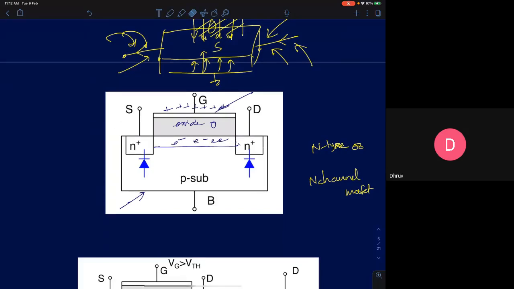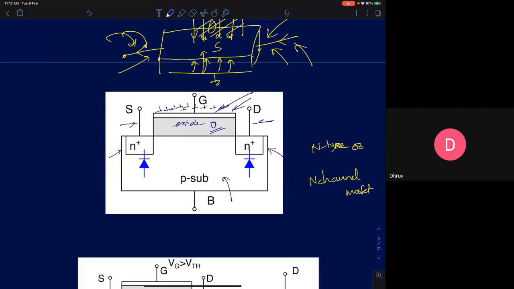When your channel is formed, meaning if you apply a positive gate voltage, electrons will crowd near the surface. You will have a continuum of electrons in the surface region. The whole surface from this source terminal to the drain terminal will be one continuous conducting channel of electrons. We'll briefly discuss how that happens, but this is the structure of a MOSFET. You have a metal terminal, a semiconductor, and oxide in between, and you have two N plus regions, which are the drain and source terminals.